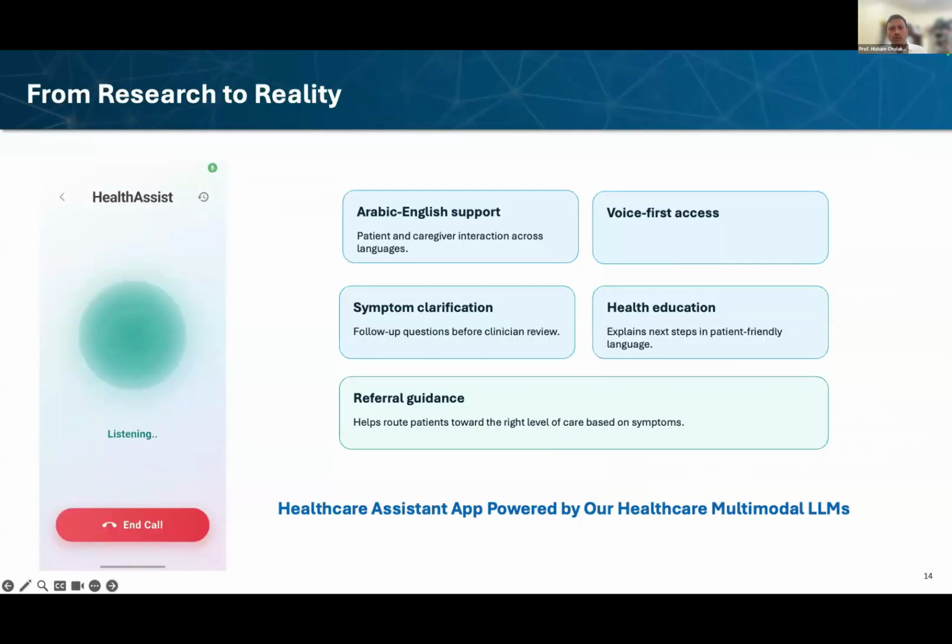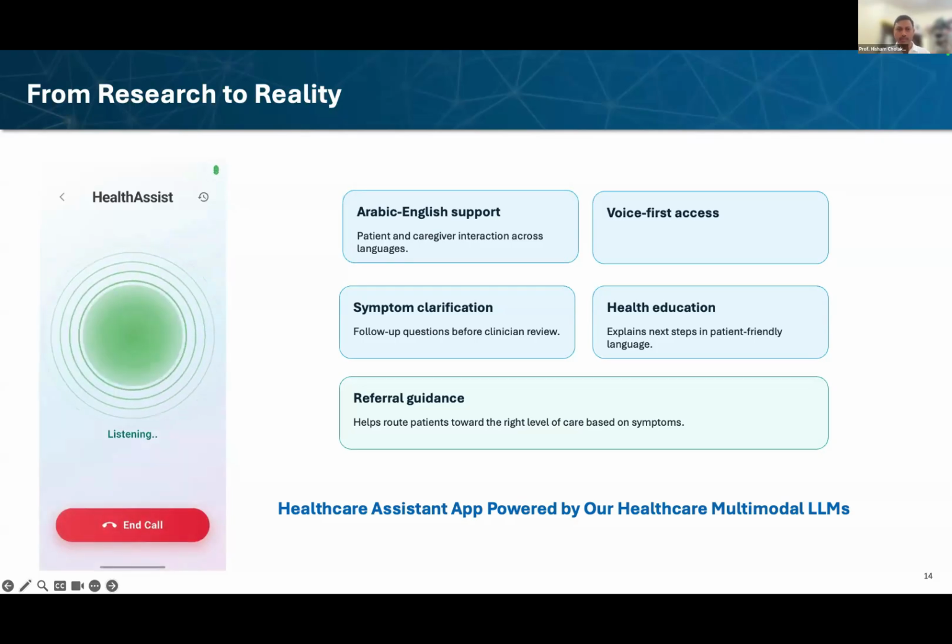Now, let me take you to an example where we have taken the foundation models we built to build a mobile app that can interact with patients or people, right? So for example, here is a mobile app that's powered by our Medic 7. Here users can talk to the model in a seamless way, just like a telephonic conversation, right?